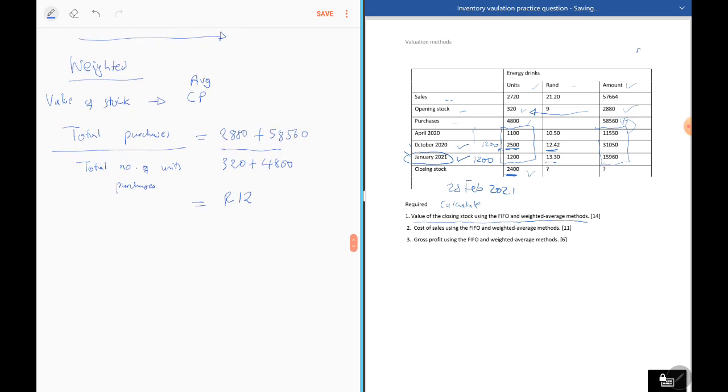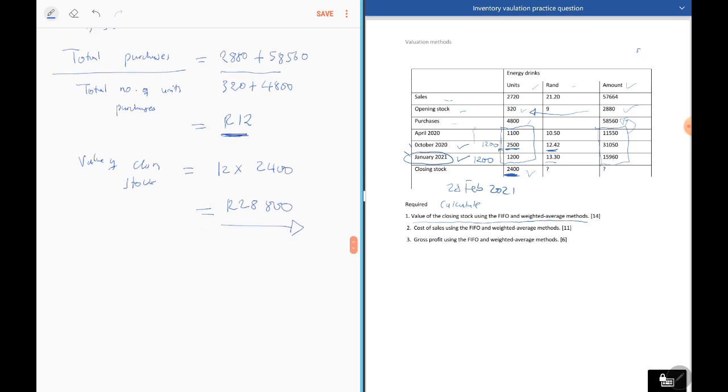So now the next step is what? To calculate the value of the closing stock, because we now have the number of units that are remaining. So this is what we're going to use to value our closing stock, the average cost price. So value of closing stock is equal to 12 multiplied by 2,400, and it will give you 28,800, guys. So that's the value of closing stock using the weighted average method. I think it's simple, right, guys?